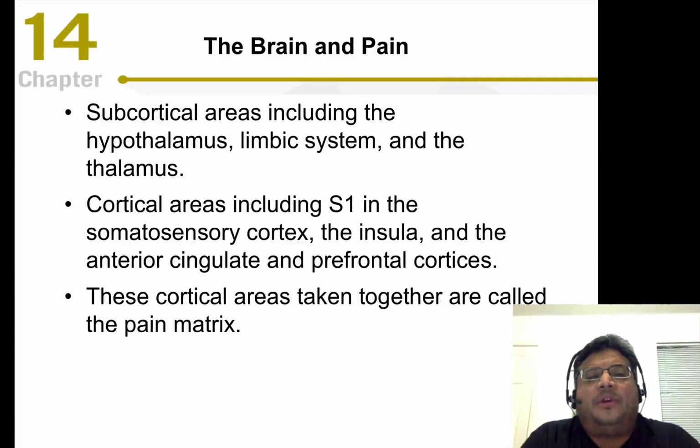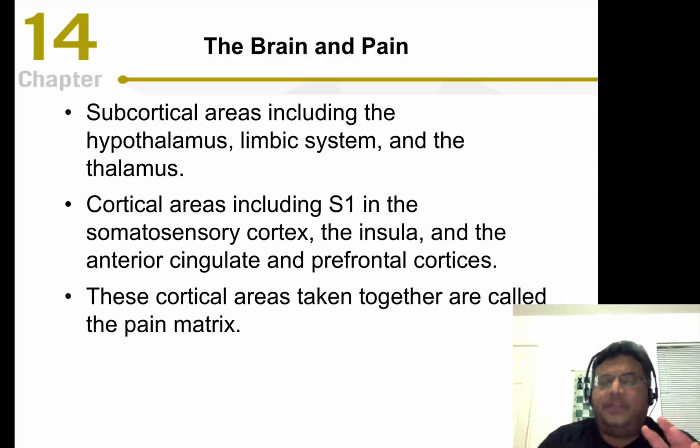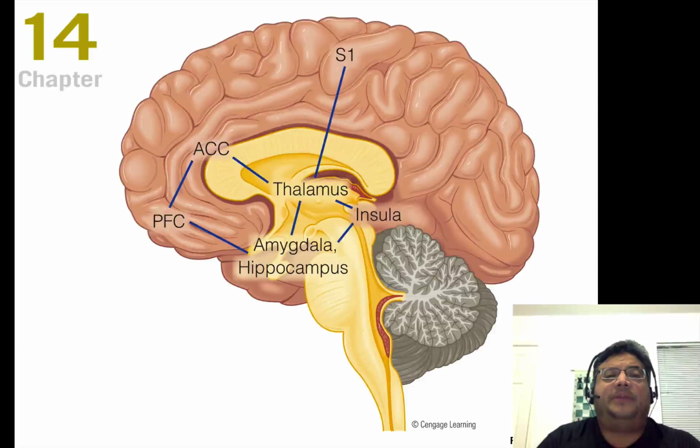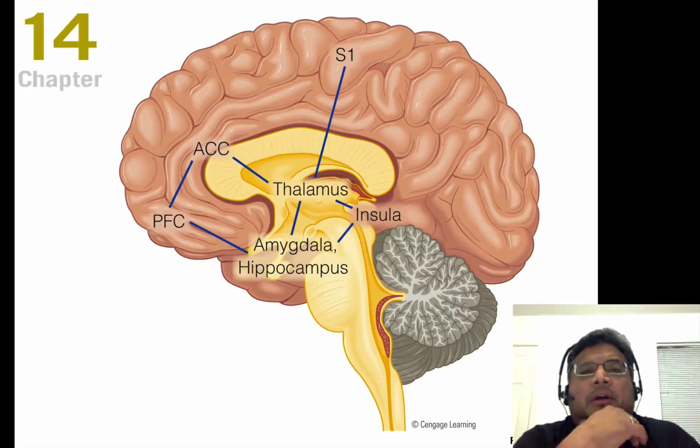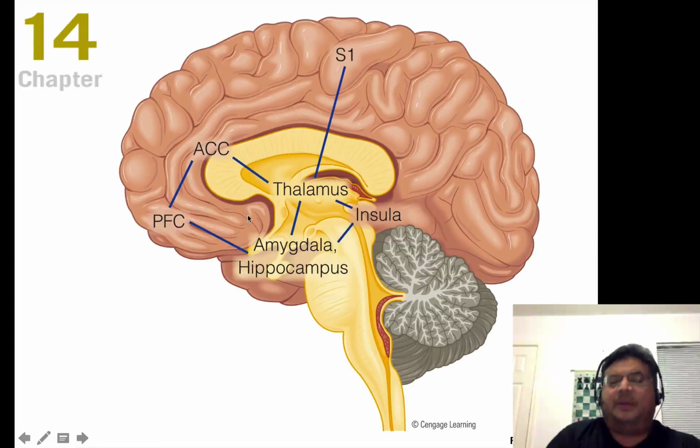All of these cortical areas together are referred to as the pain matrix because they all receive information at the same time for a particular pain stimulus. And here they are. Here's the prefrontal cortex. The thalamus is here. S1, the insula, the amygdala, and the hippocampus. All of these different areas receive pain information and process it in different ways.